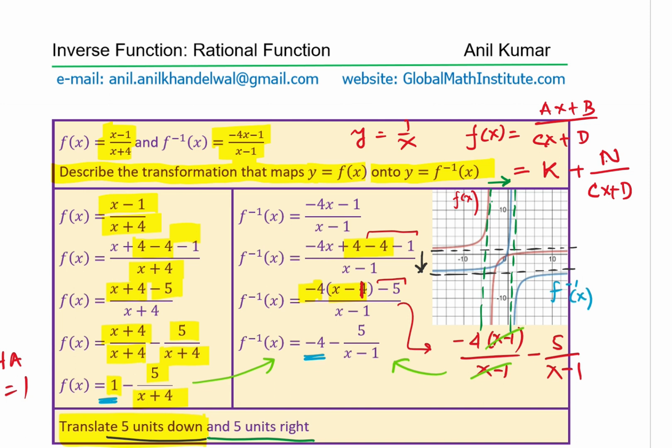As far as vertical stretch is concerned, the y values are same, right? So the y values are same. There is no vertical stretch. The horizontal stretch or compression is also the same in both the cases. So the only transformation here is translate 5 units down and 5 units right. And that is how we can actually write down the transformations. You get an idea, right? So that is how we could actually do the questions for rational functions.